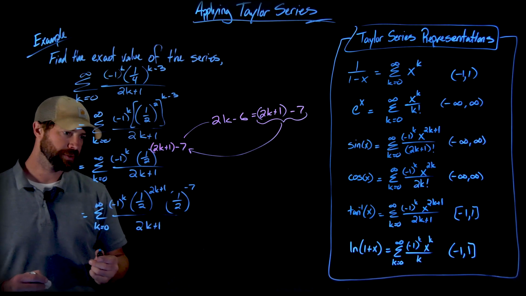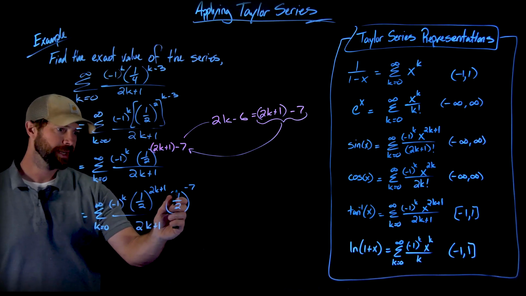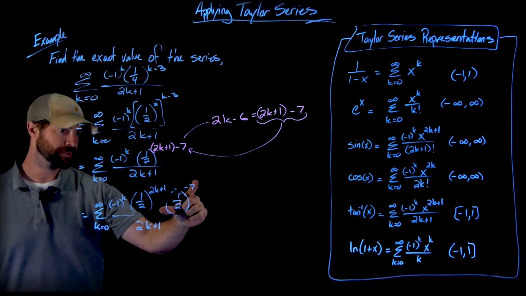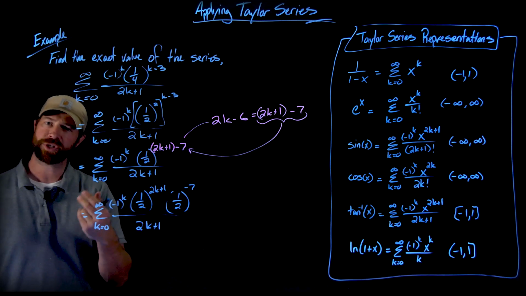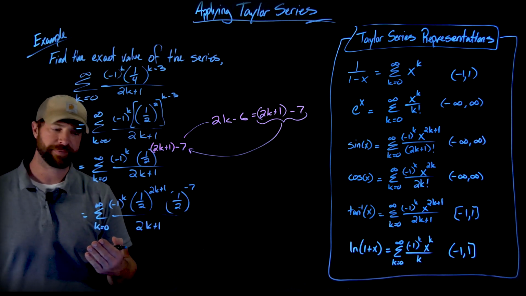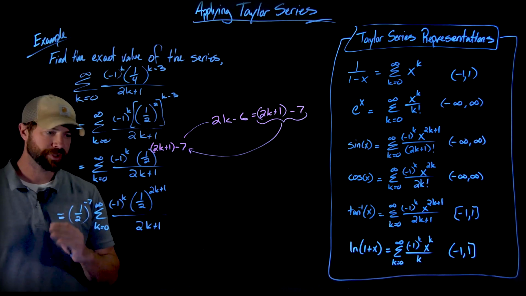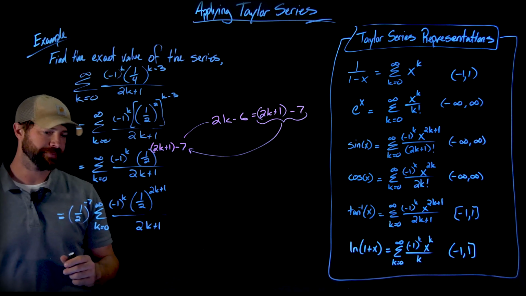What I am going to do right now, and since I only have a little bit of room left, I'm going to pull out this factor and clean stuff up here. Take this 1/2 raised to the negative 7 and bring it out front of the summation. I can do that because it's just a constant factor, unaffected by the iterative variable k. And so here I've done that. I've pulled out that factor of 1/2 to the negative 7.